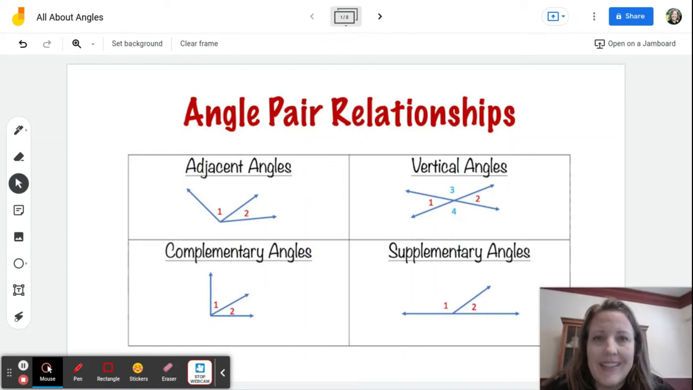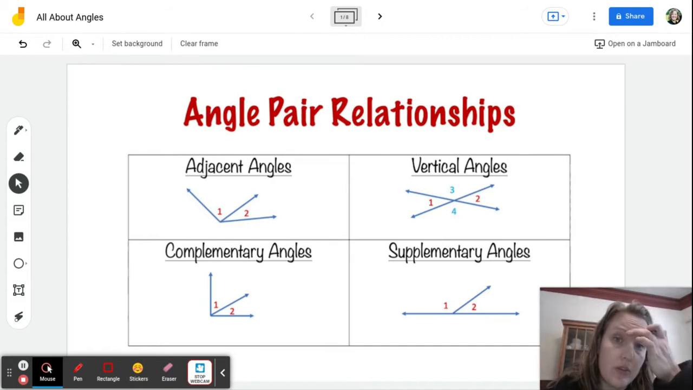Hi, it's Mrs. Golding, and we're going to talk about angles. These are things that we've been talking about this week, but if you need a refresher, I'm going to do a quick refresher, and then I'm going to go over some problems that are in your Delta Math assignment, so it should help you.